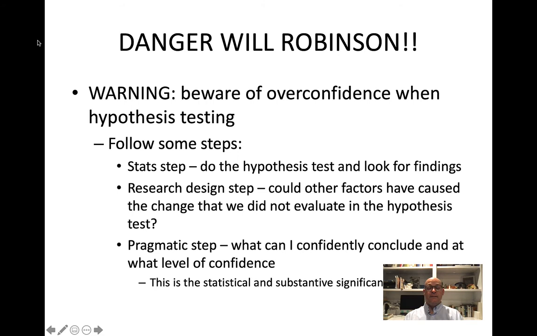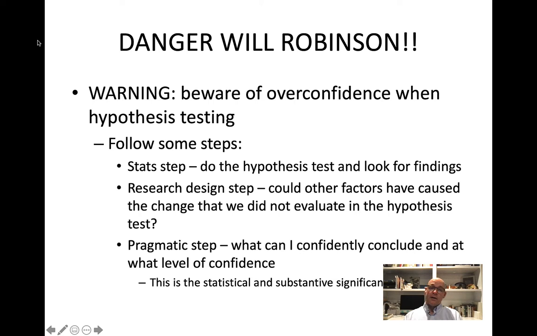The other thing is that there is a really pragmatic or practical step that a lot of people overlook. And that's to say, what can I confidently conclude and at what level of confidence? Lots of C's there. Confidently conclude, level of confidence. This is the part where we look at the statistical analysis. That's to say, how likely is it that these things are related to each other or not related to each other? And how big is that difference?